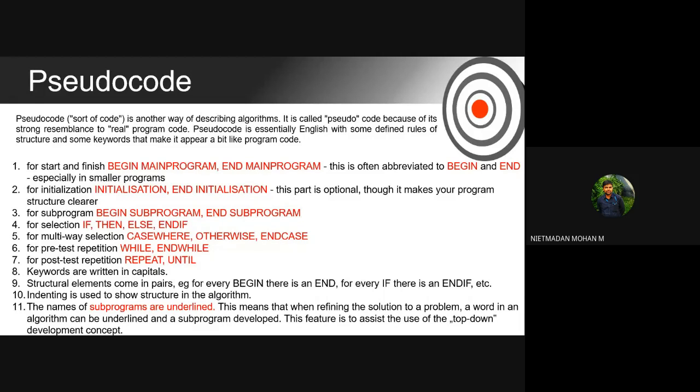In an algorithm, there is no structure or rules defined, and in pseudocode, some rules have been defined that you want to use keywords, and those keywords want to be written in a capital format. So structural elements come in pairs. For example, there is a begin and there is an end. For every if, there will be an end if. So structural elements want to be maintained.